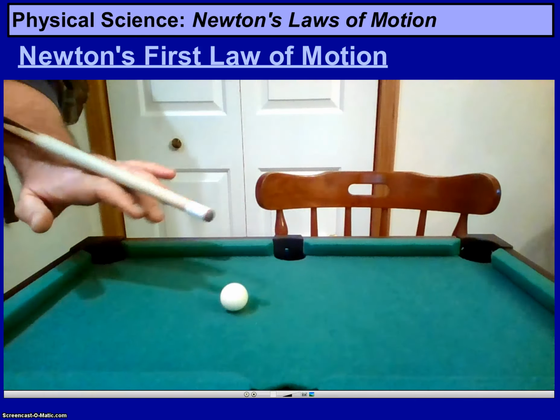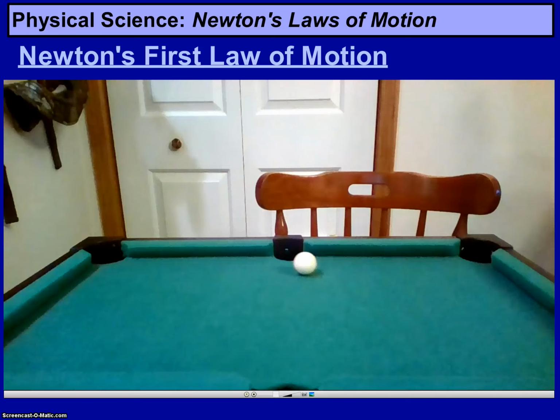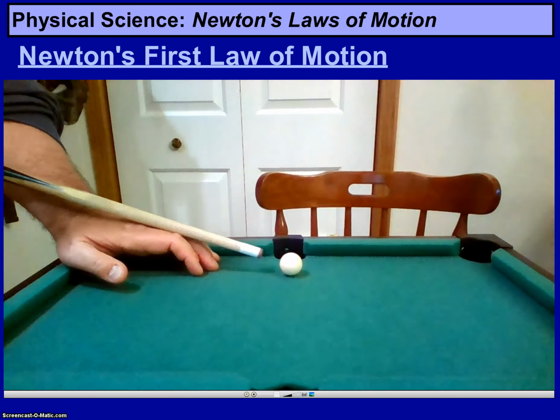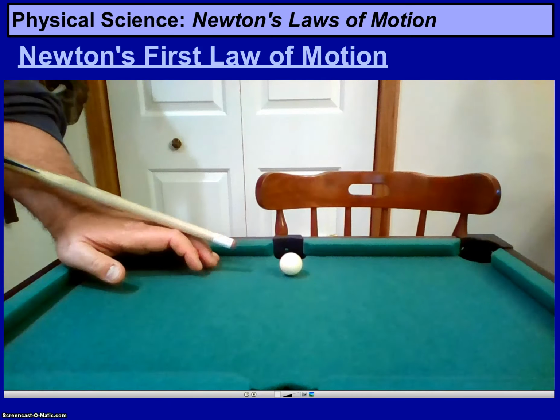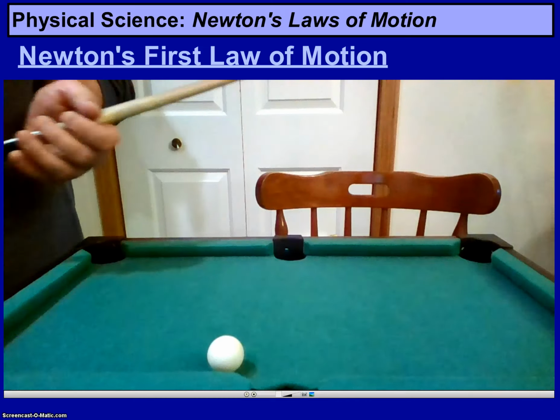But the friction on this table, and also the ball, is really small. Therefore, the friction is going to slow this ball a lot sooner than might otherwise happen if, for example, I was playing with a full-sized pool table. So there it is, a quick demonstration of the law of inertia.